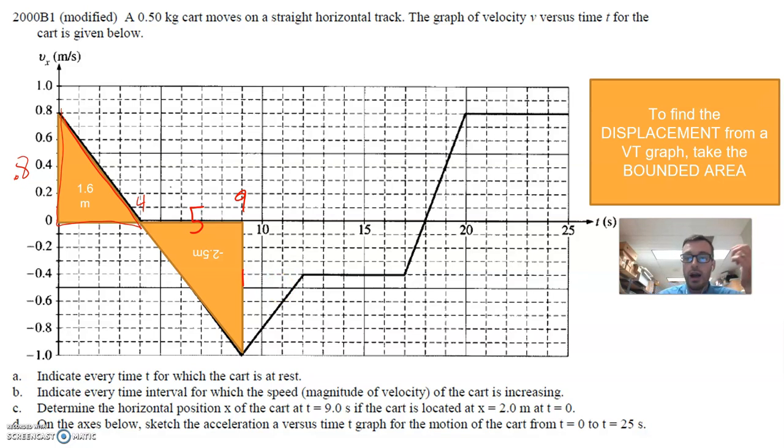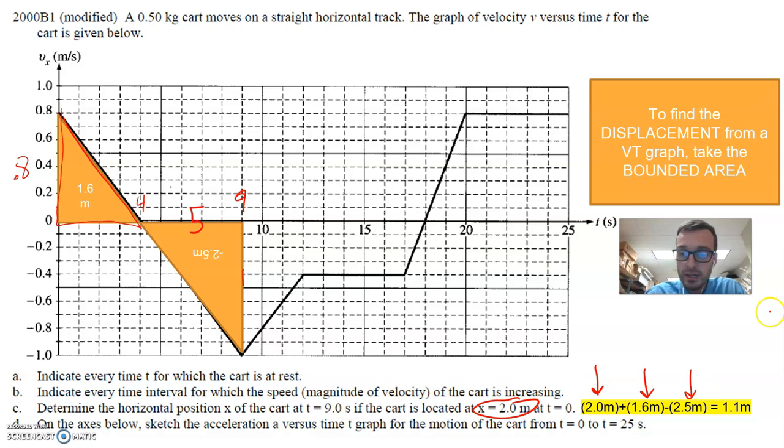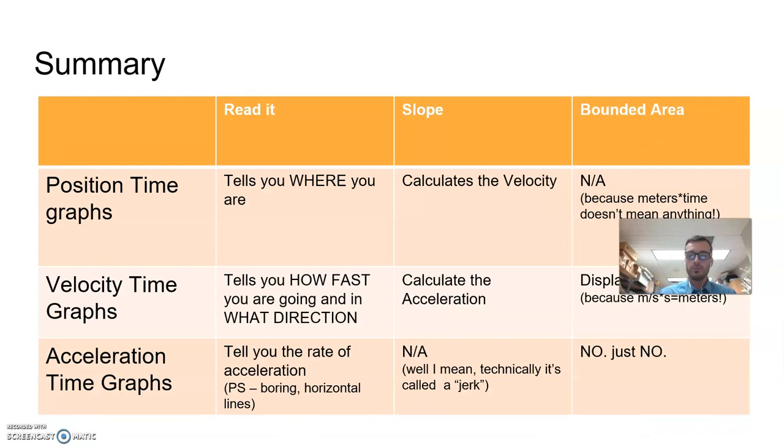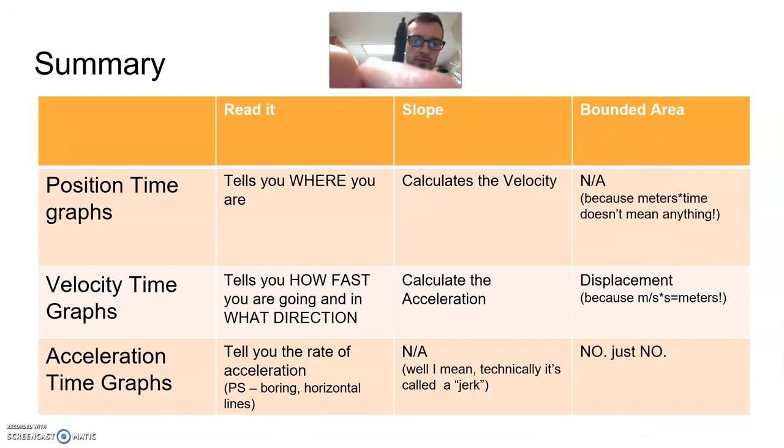So here's the question: how far did we end up from where we started? Well, it says we started at 2 meters, so that's where that number comes from. In the first 4 seconds, we moved forward 1.6 meters. And in the next 5 seconds, we moved backwards 2.5 meters. So the final position is 1.1 meters. So here's another example of how you can use a velocity time graph to inform you about your displacement or your position. To summarize everything, you definitely want to take some time with this slide.